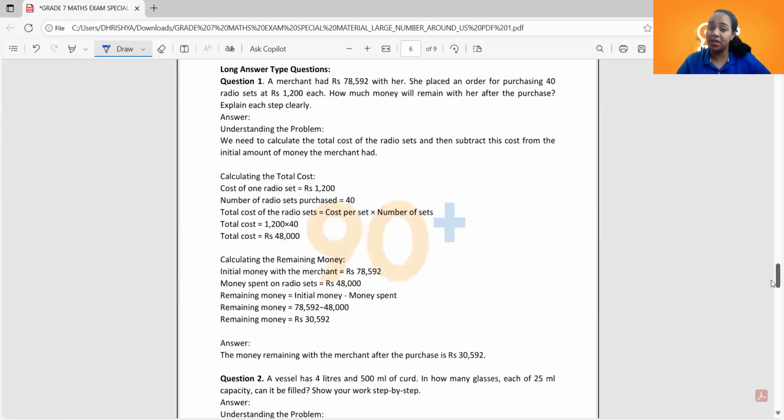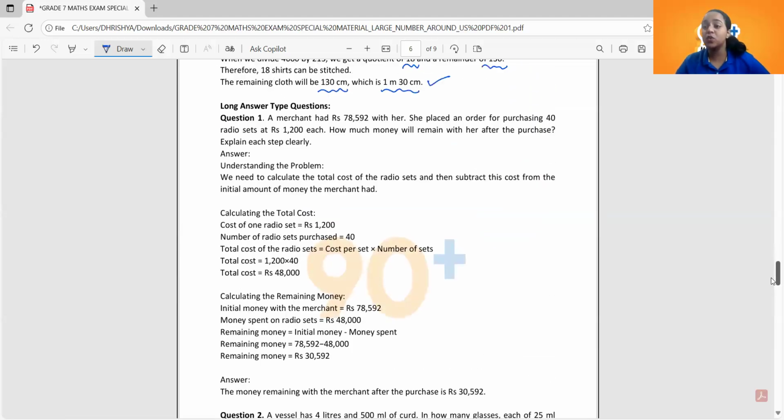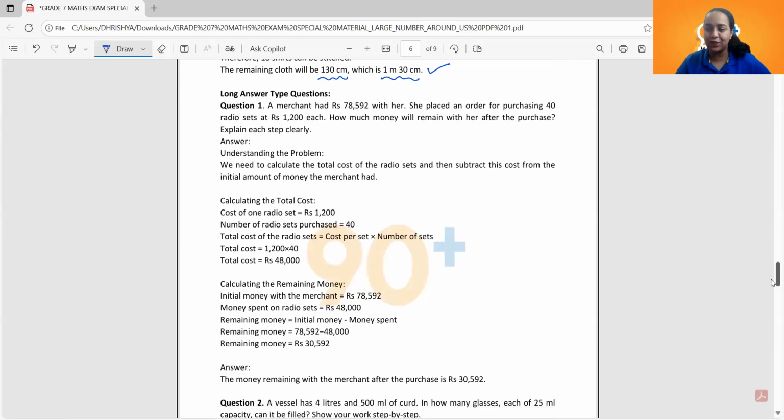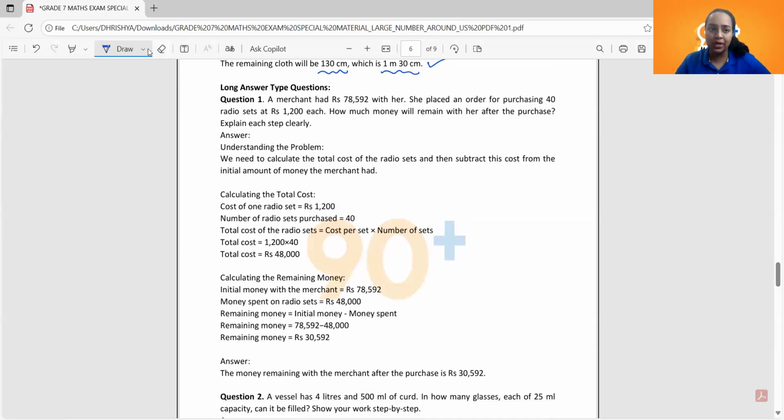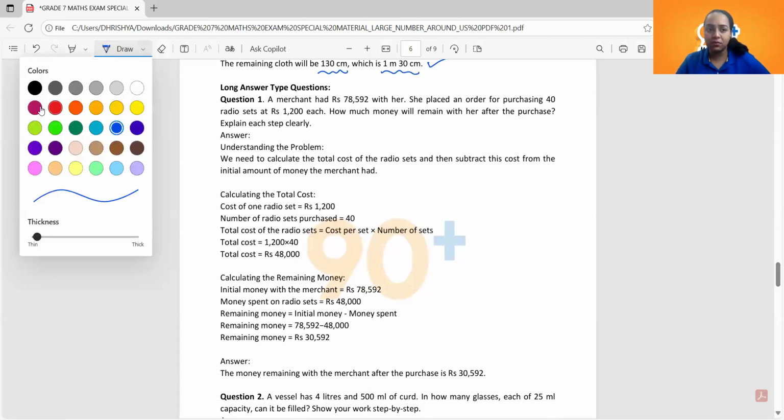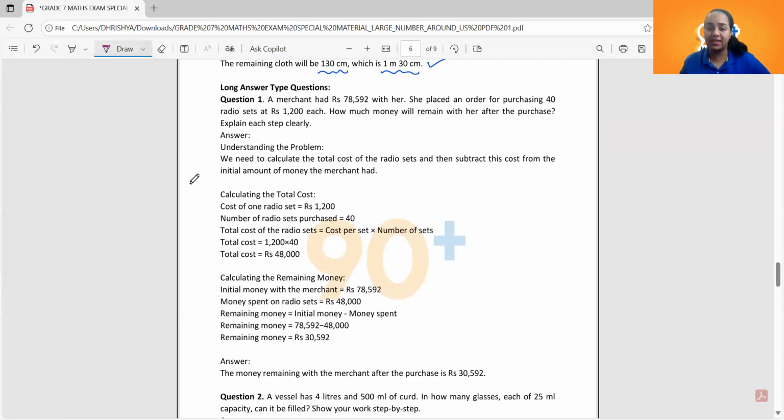Now we have long answer questions. Long answer questions are word problems. Sometimes they'll be tricky for you, but always keep in mind that you have to look at the numbers and what all is given in the question. That's the main thing. So we'll read the question. A merchant has rupees 78,592. She has this much rupees, and she placed an order for purchasing 40 radio sets.